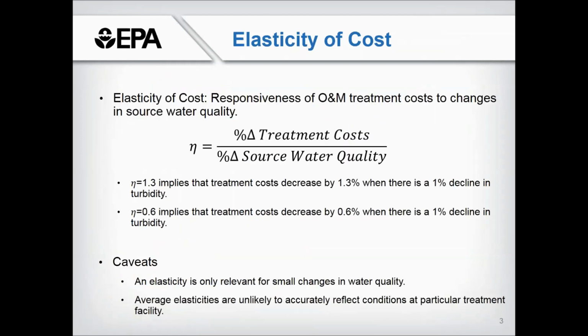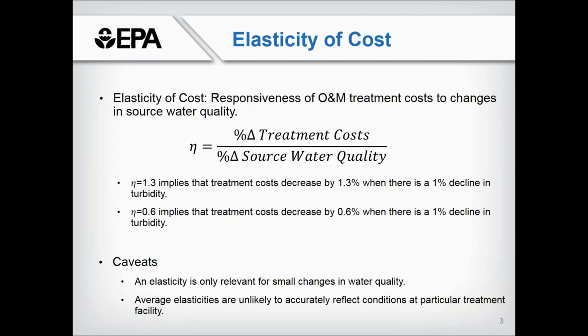All right, so turning to the literature review, we did a thorough search for studies that estimated a statistical relationship between source water quality and treatment costs. We looked at both the peer-reviewed and gray literature. We also limited our review to studies that used observed cost data, not projected costs. From each of the relevant studies, we extracted elasticities.